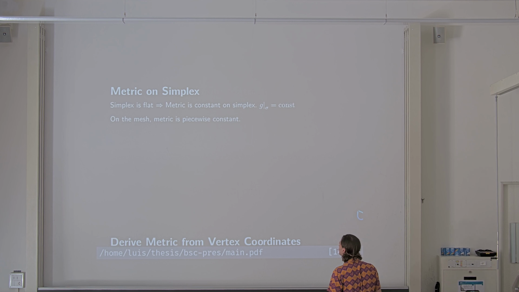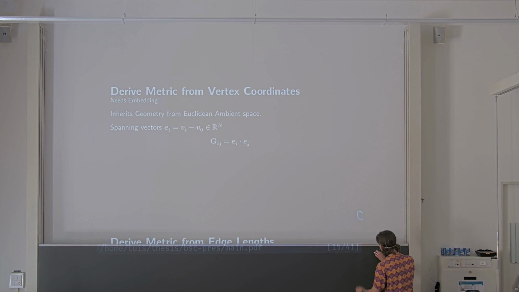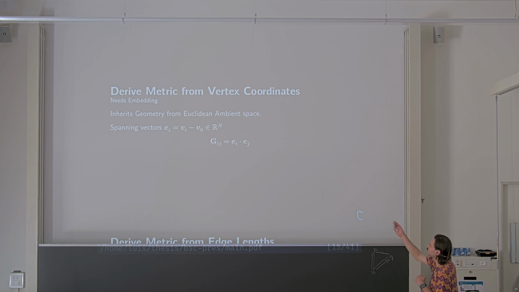The metric on the simplex specifically is constant because, well, triangles are flat, so there is no curvature, and the metric is therefore constant on the simplex. And the whole mesh then has a piecewise constant metric. If we start with a coordinate simplex, which relies on some embedding, we can derive the metric on it by looking at the spanning vectors. The spanning vectors are, in the case of a triangle with 3 vertices, let's do v1, v2. These are the spanning vectors. So these are the vectors going out from v0. And these are vectors in Euclidean space. And now we can inherit this Euclidean geometry of the ambient space and use the Euclidean dot product to compute the entries of the metric tensor.